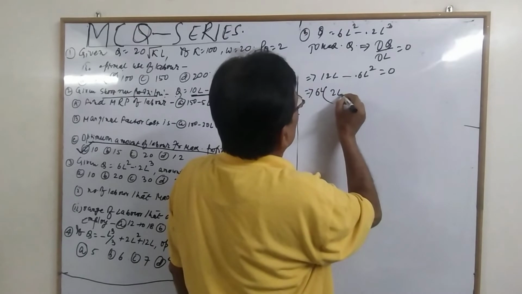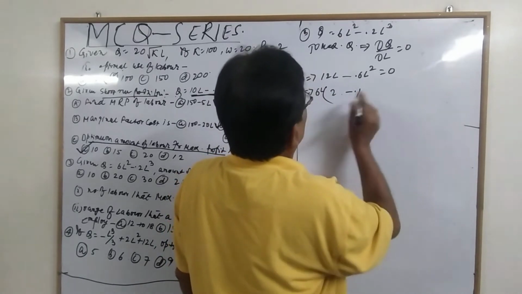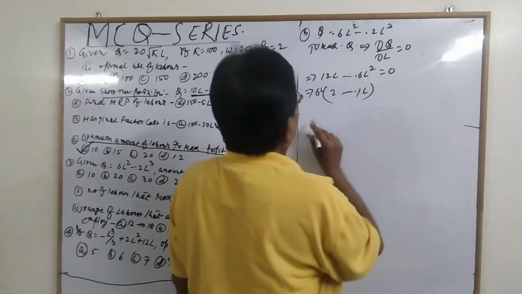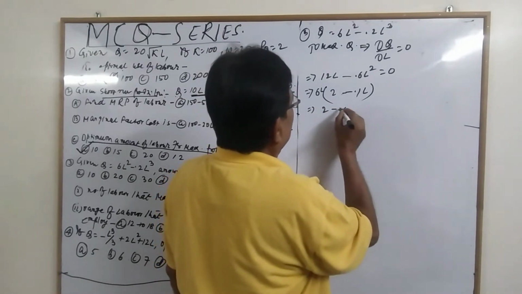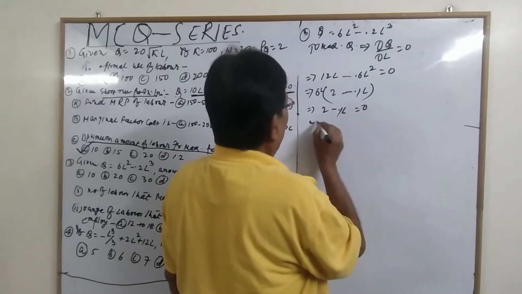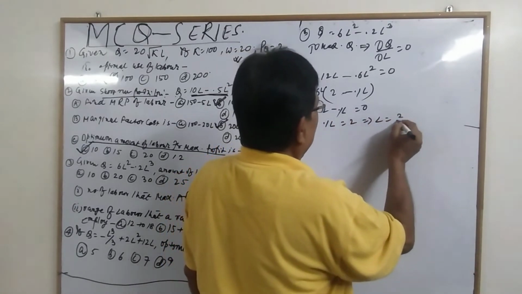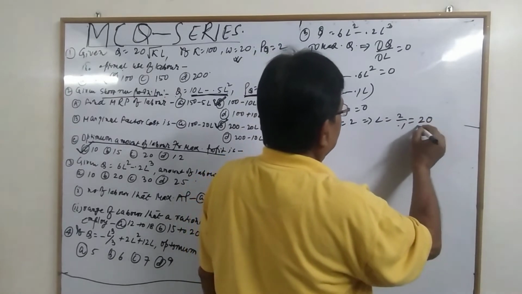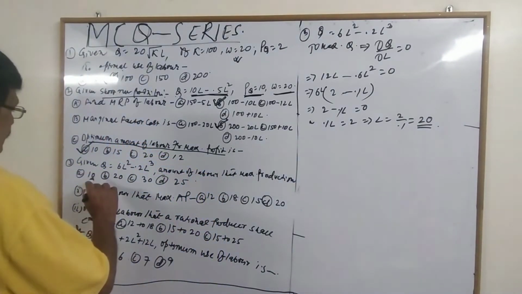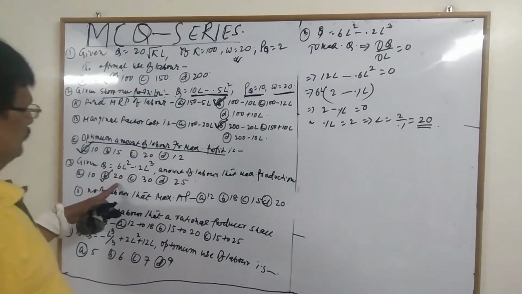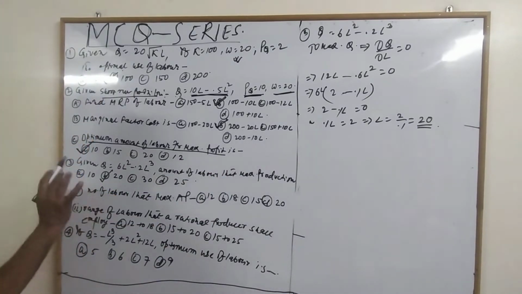So it is 2L minus 0.1L square, and this has to be left over. So it is 2 minus 0.1L is 0, or 0.1L is 2. Hence L is 2 by 0.1, and that is 20. So this will be the answer. So 20 units of labor would be required to maximize production.